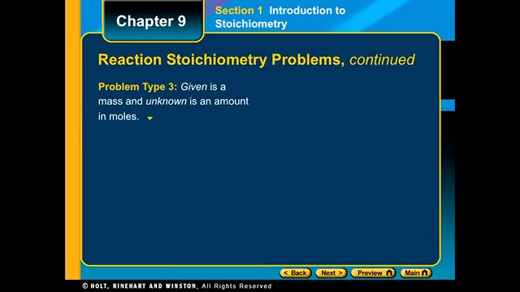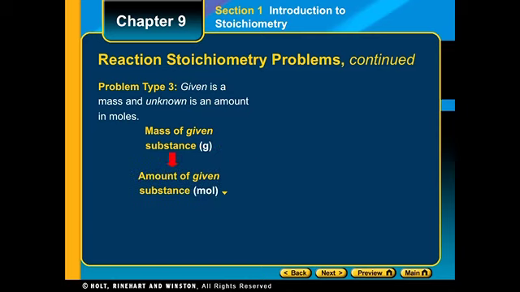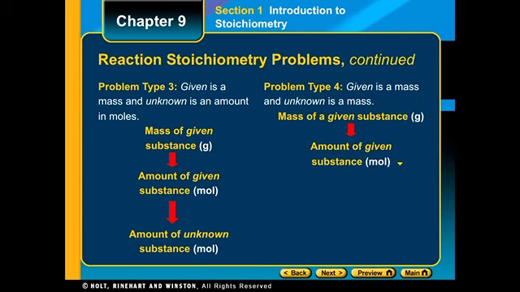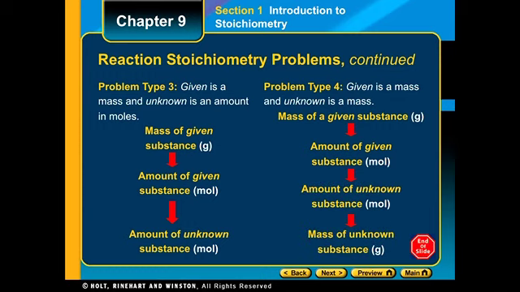Problem 3: the given is mass and the unknown is moles. The mass in grams can be easily converted to moles. The fourth type is mass against mass. Each mass can be converted into moles, so we take the mass of the given, calculate the moles, and then convert it into mass.